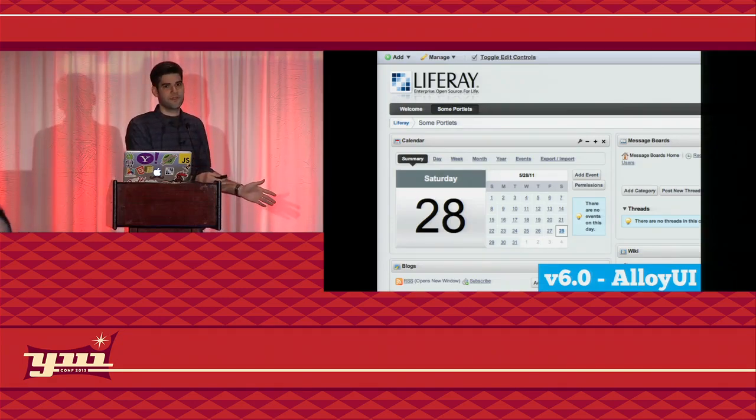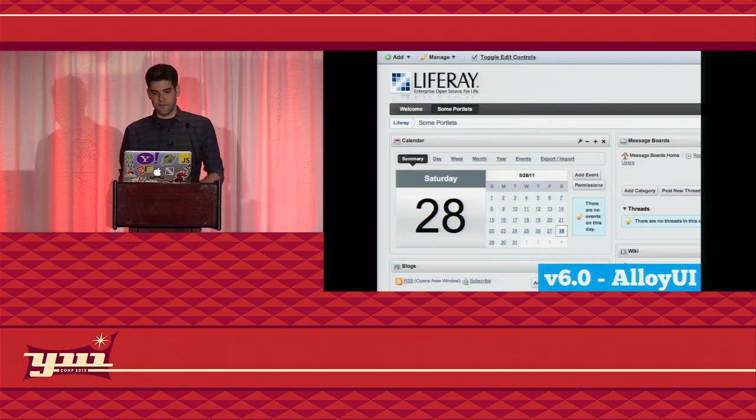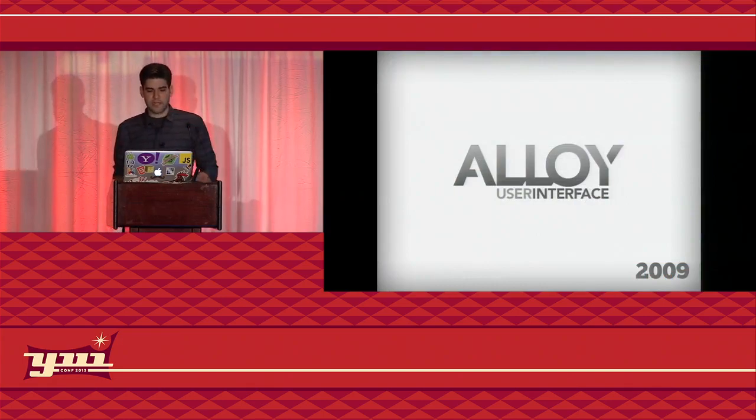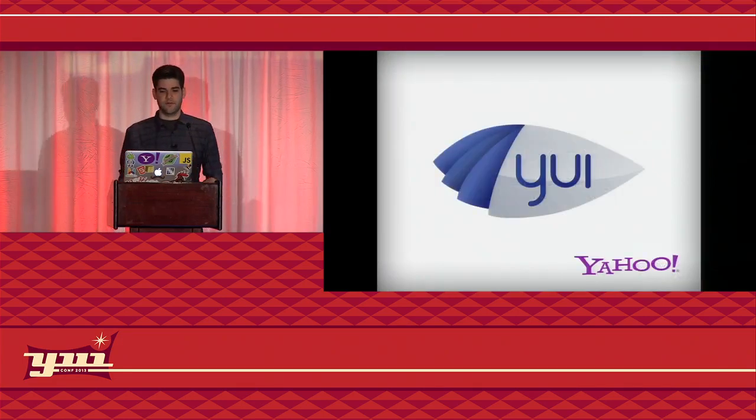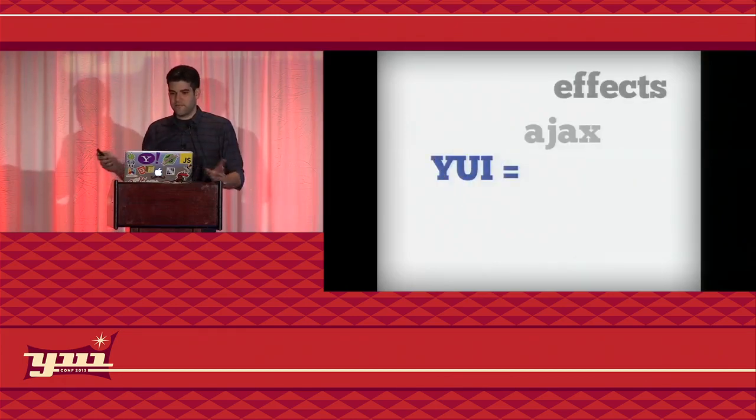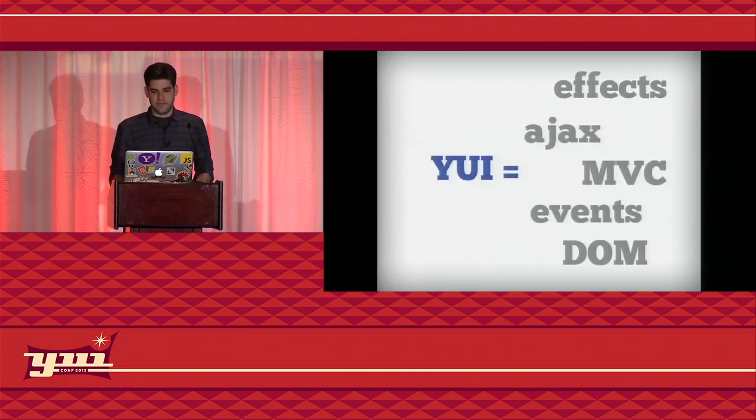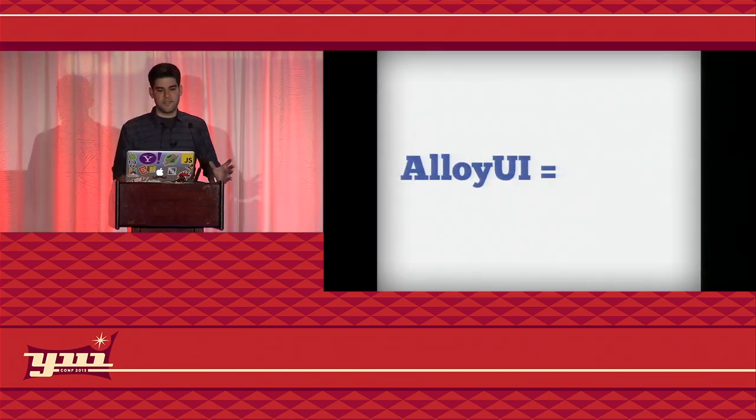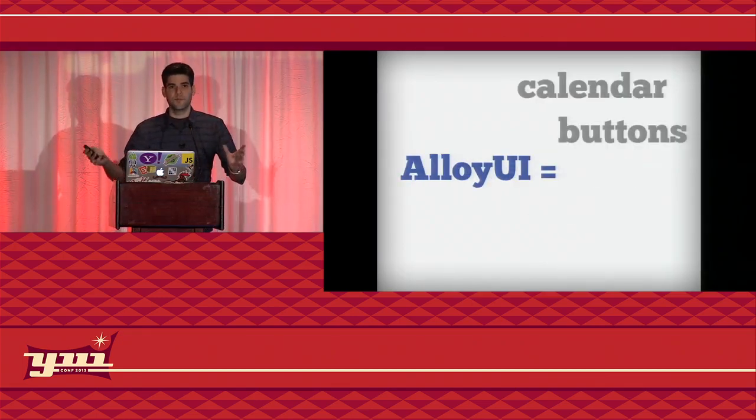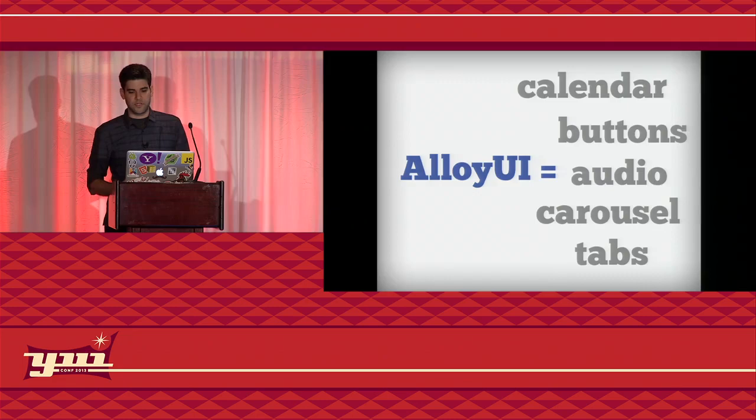So we had to build all the widgets we have available on the portal. We had to port them to YUI. We have to study the YUI API and do everything on this new framework. And then we came out with this idea to create AlloyUI. YUI was the choice, perfect. They had effects, Ajax, MVC, events, DOM, a lot of things that are nice. And then we wanted to create calendars, buttons, and a lot of other components.